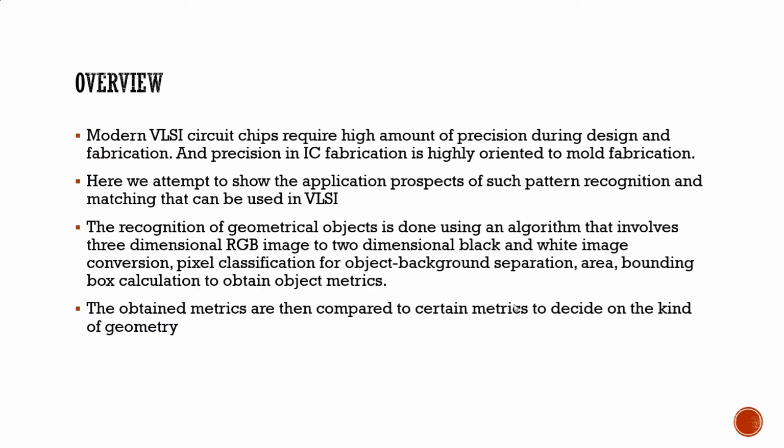The recognition of geometric objects is done using an algorithm that takes in an RGB image and converts it into a two-dimensional black and white image. Pixel classification is done for object background separation. Area and bounding box calculations are done to obtain metrics oriented with the object. The obtained metrics are then compared to certain metrics to decide on the kind of geometry.